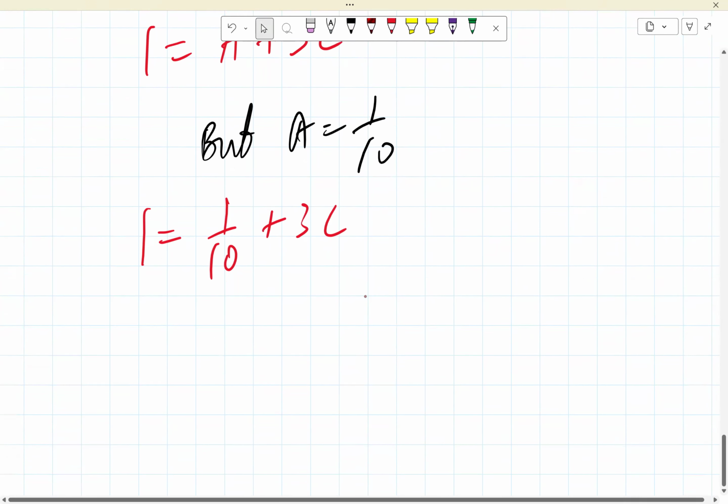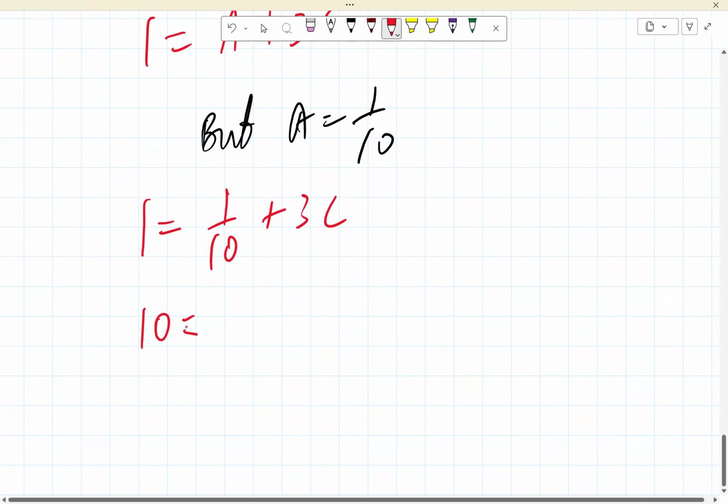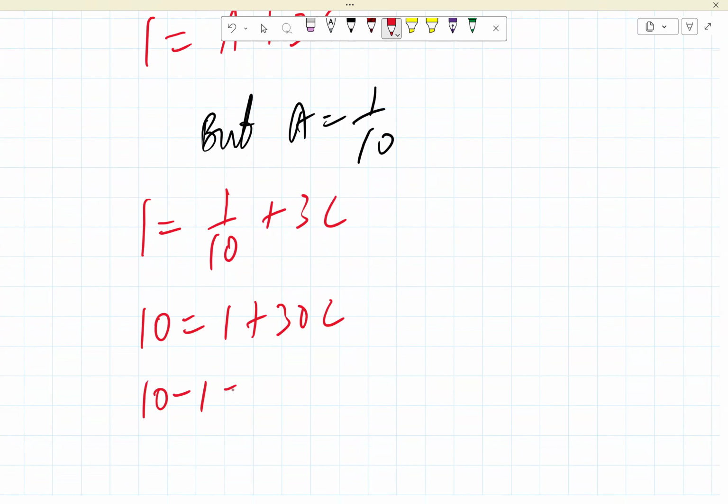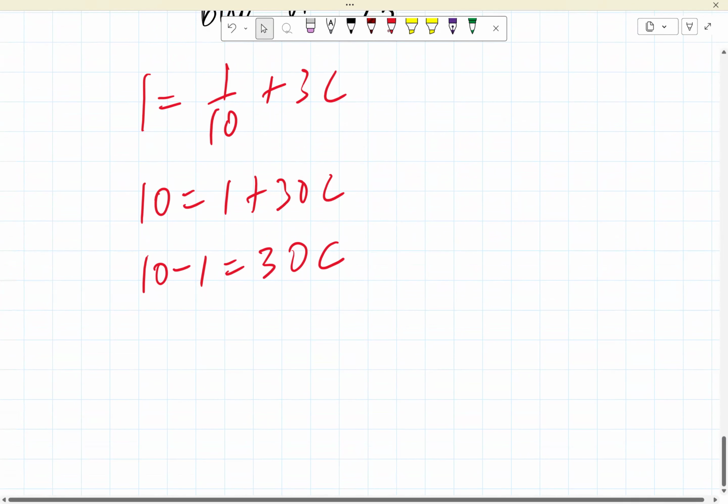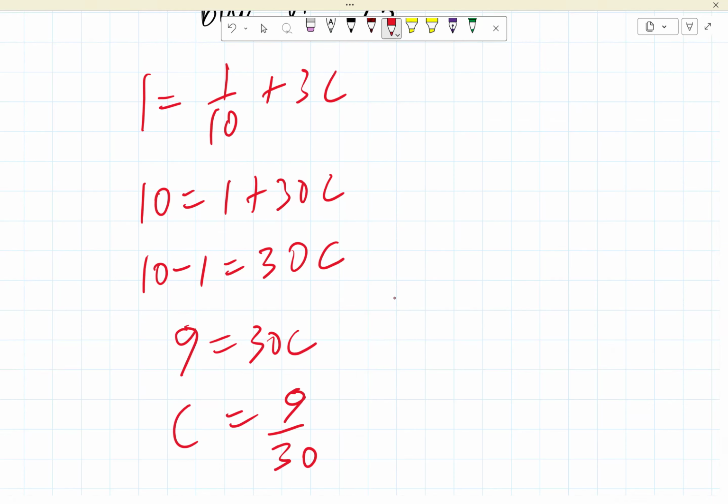So now we can easily get c. You can multiply 3 by 10. So we have 10 equals 1 plus 30c. So that 10 minus 1 is equal to 30c. Okay. So if that is the case, we then have 9 equals 30c. So c is 9 over 30.